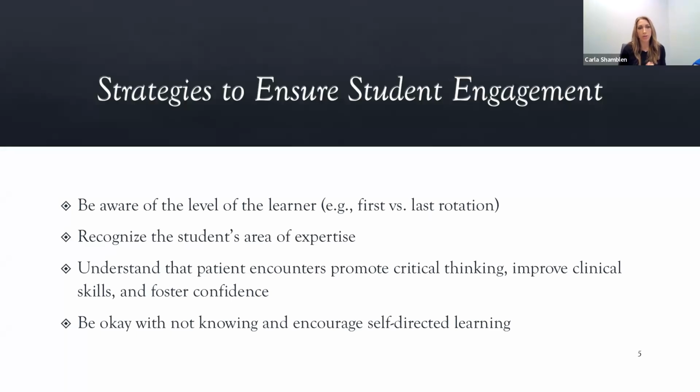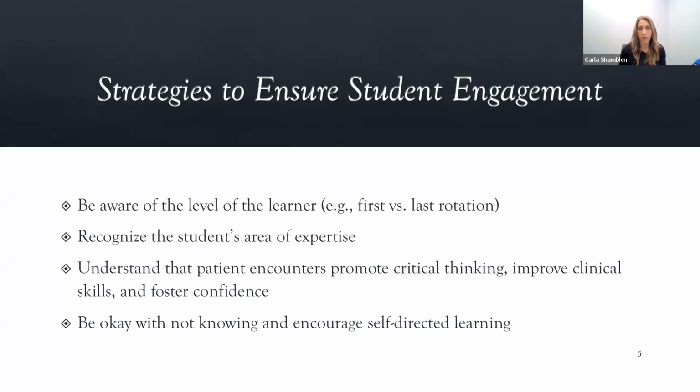So, some strategies to ensure student engagement. First, I think it's really important to be aware of the level of the learner that you have. Our rotations are over the course of 16 months. And so students who are on their very first rotation are obviously extremely nervous, very green, very new to the whole experience of what it's like to be in a clinic or hospital setting, and also just being on a clinical rotation and what's expected of them as a student. So I think being aware of where they're at in their learning is really important.